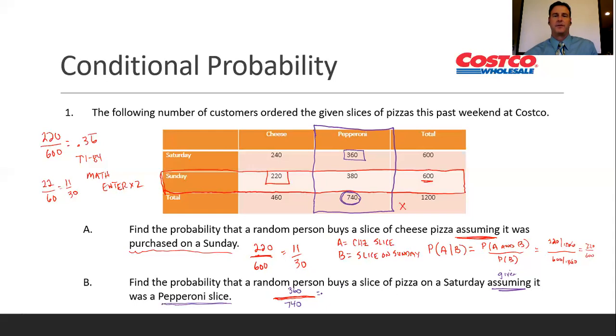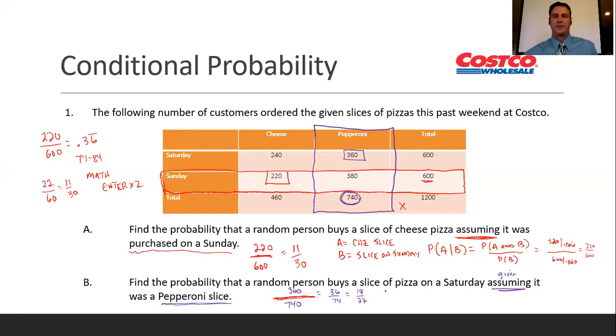Okay, and if you want to reduce it, you can. I know 10 goes into each of those, 36 and 74 times. And this reduces to 18 over 37. Okay. Again, you could do this the other way if you like.